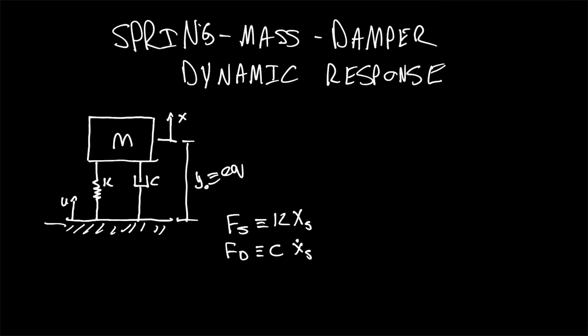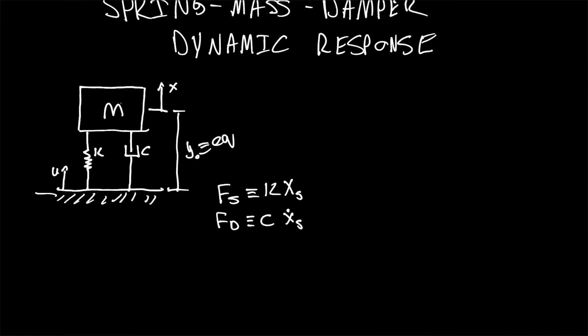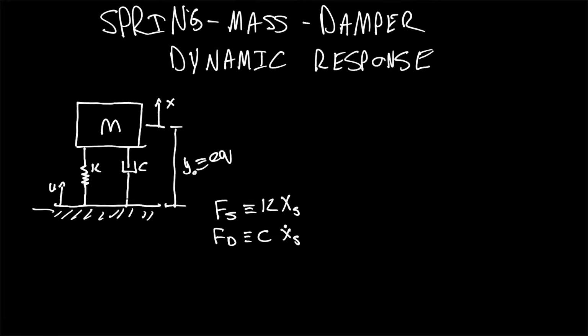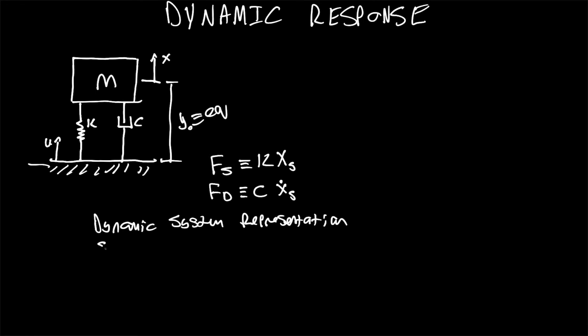So in this problem, what we're going to be taking a look at is the dynamic response of this system under a few different loading conditions. First, we're going to be deriving a representation of the dynamic system. And that's going to be either a transfer function or a state space representation of the system. Then we're going to be taking a look at a few different cases for the stability of the system. And finally, we're going to put some numbers to it.